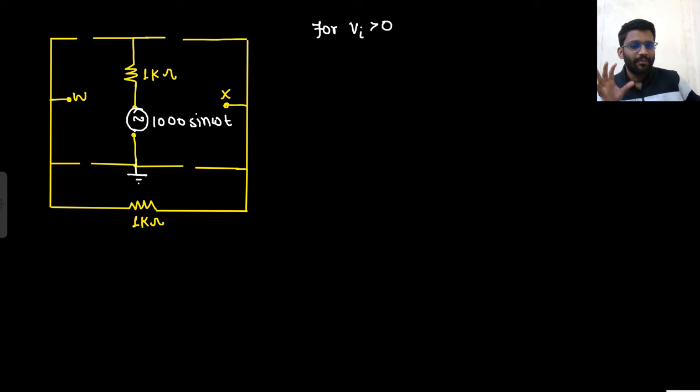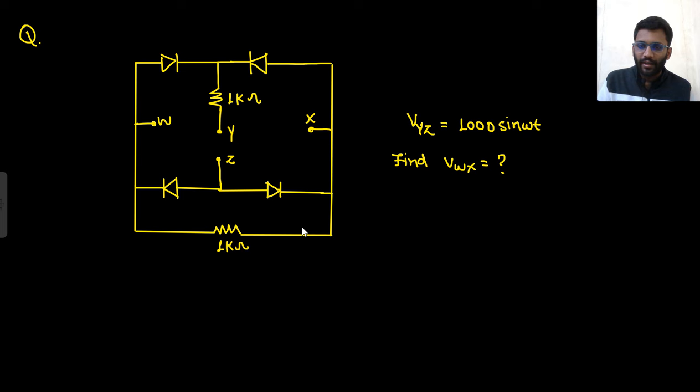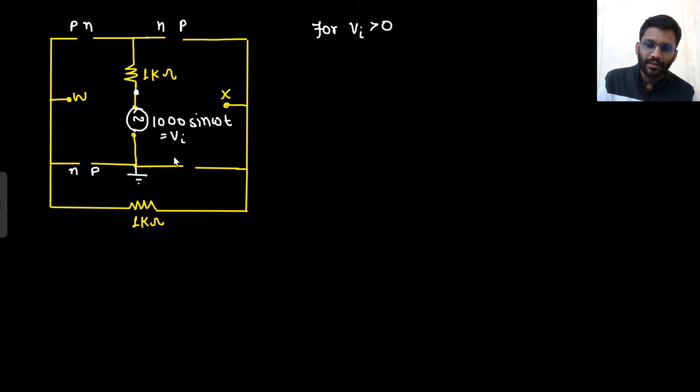Why so? Because here now I can define the potential very quickly. If this is 0, I can define this will be V in. Right? This is our V in. So P, N, N, P. This was our P. This was our N. This was our N. This was our P. N, P, P, N. This was N, this was P, this was P, this was N.